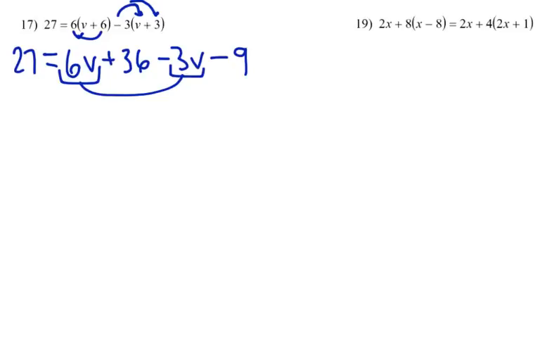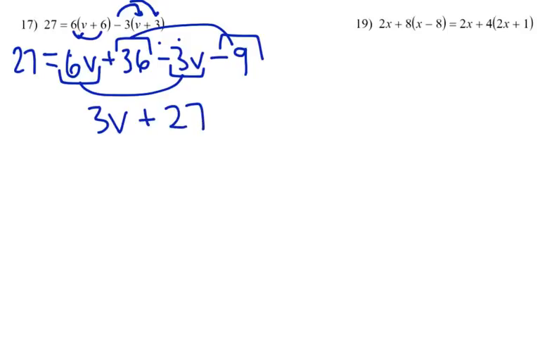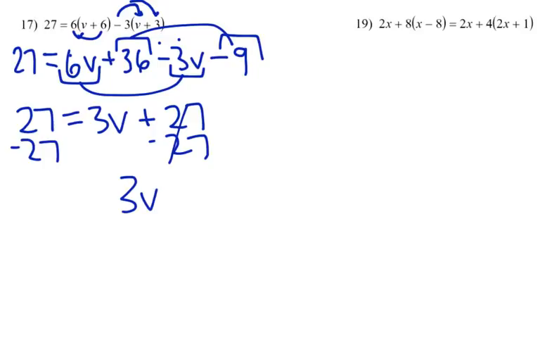I'm still thinking opposite, but first I want to simplify things as best I can. 6v and negative 3v we can combine. 6 minus 3 would give us 3v. 36 and negative 9 we can combine. 36 minus 9 gives us plus 27. And that equals 27. Then I subtract 27 from both sides. That leaves me with 3v on the right. 27 minus 27 is 0.